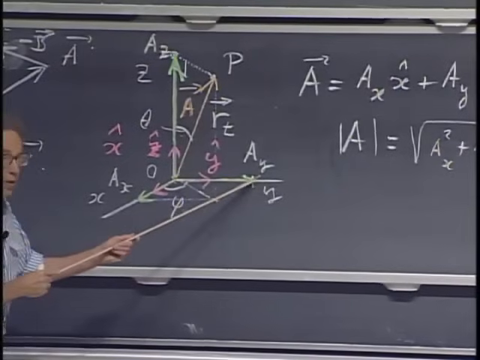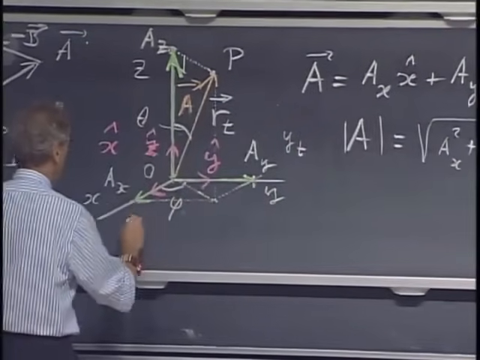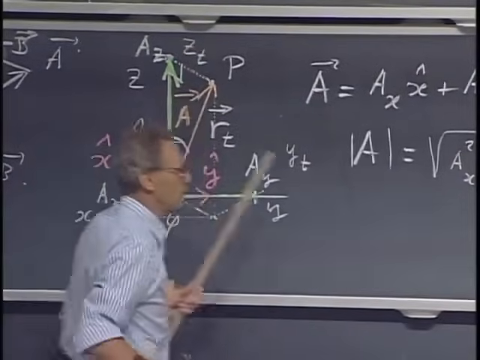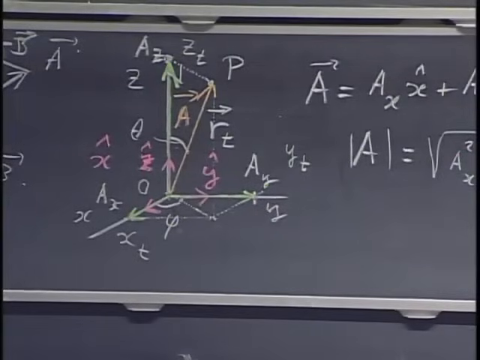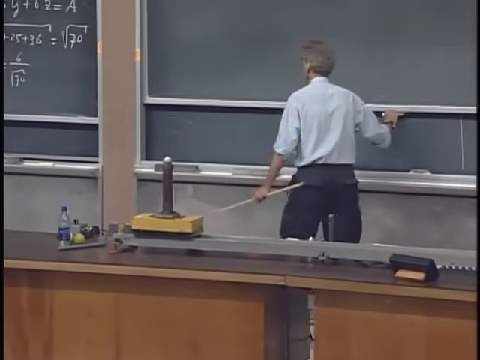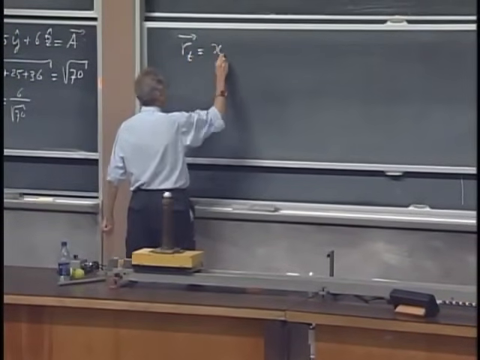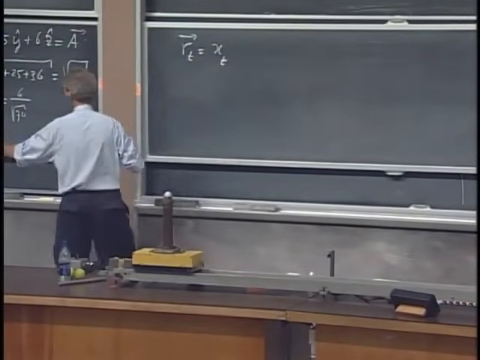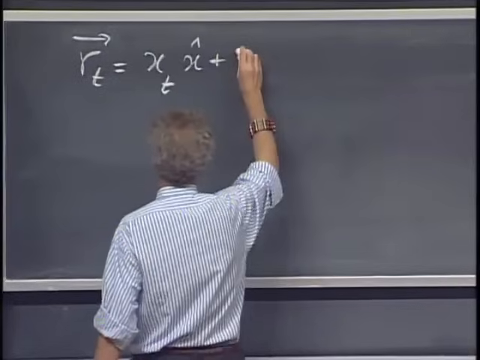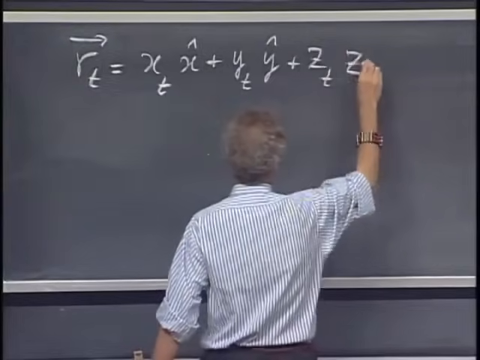I call this location Y of T, it's changing with time. I call this X of T. It's going to change with time. And I call this point Z of T, which is going to change with time, because point P is going to move. And so I'm going to write down the vector R in its most general form. R, which changes with time, is now X of T, which is the same as A of X there before, times X roof, plus Y of T, Y roof, plus Z of T, Z roof.